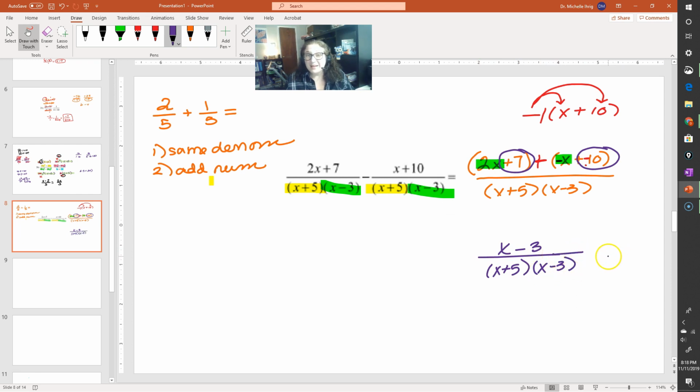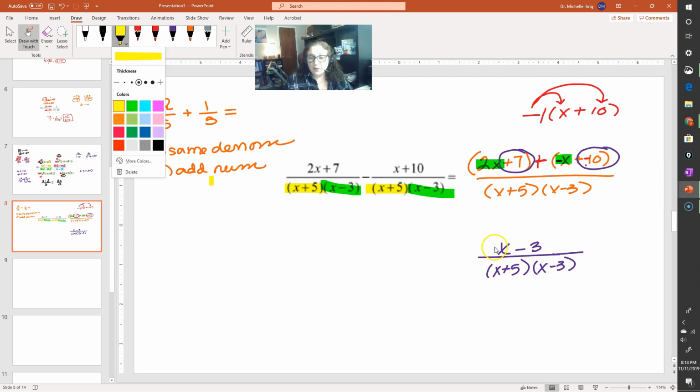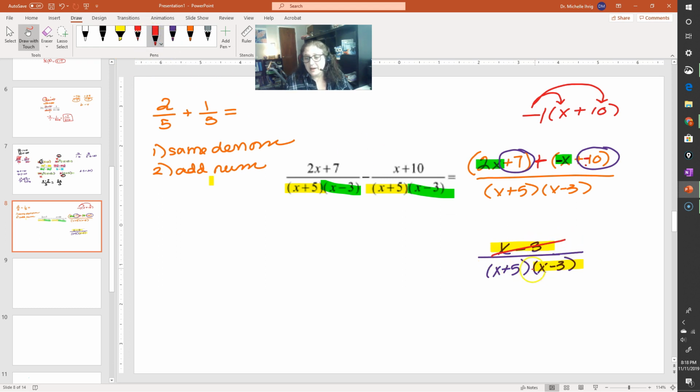Now, I'm not done yet because look what happened. And this is going to probably happen a bunch. Notice how this says x minus 3 and this says x minus 3. So because of that, I can cancel this entire numerator with the x minus 3 in the denominator. Well, when we cancel, really all we're doing is writing 1. So my final answer is 1 over x plus 5. Let's do another one.